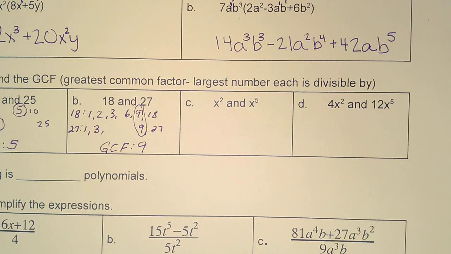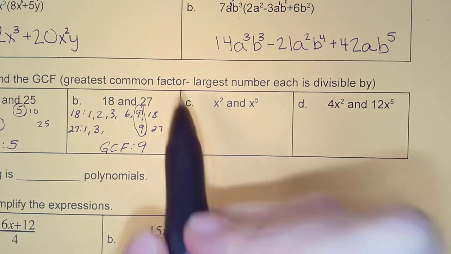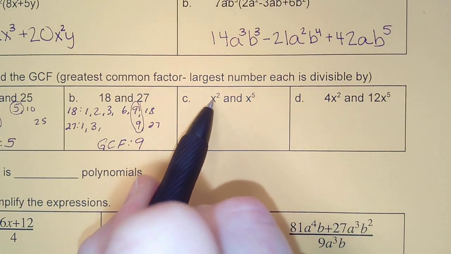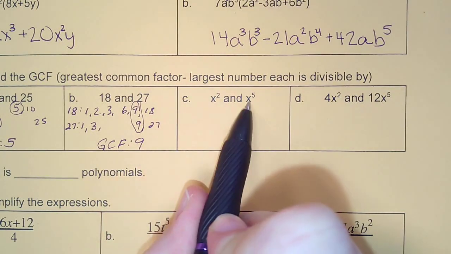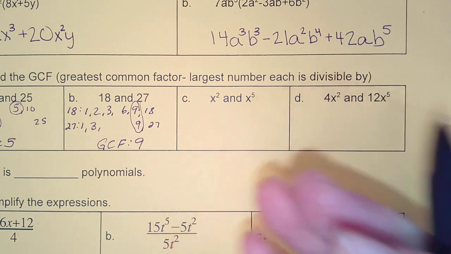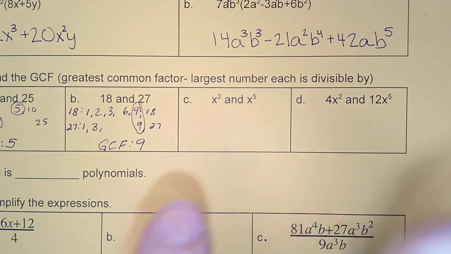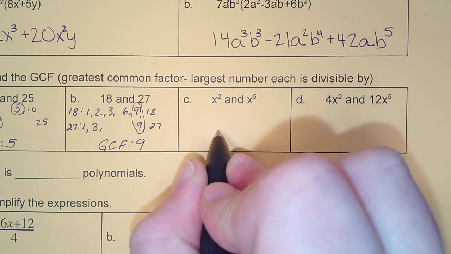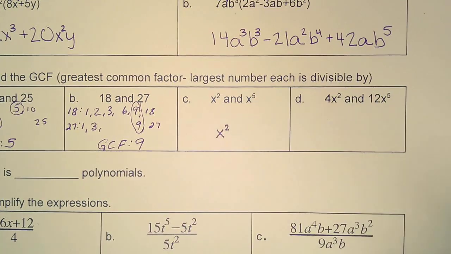Okay, thanks. So I can take 2 out of this one because it has 2 to give and this one has 5 to give. So if I'm going to make it even, the most I can take out of both is at max 2. So x squared would be their GCF.